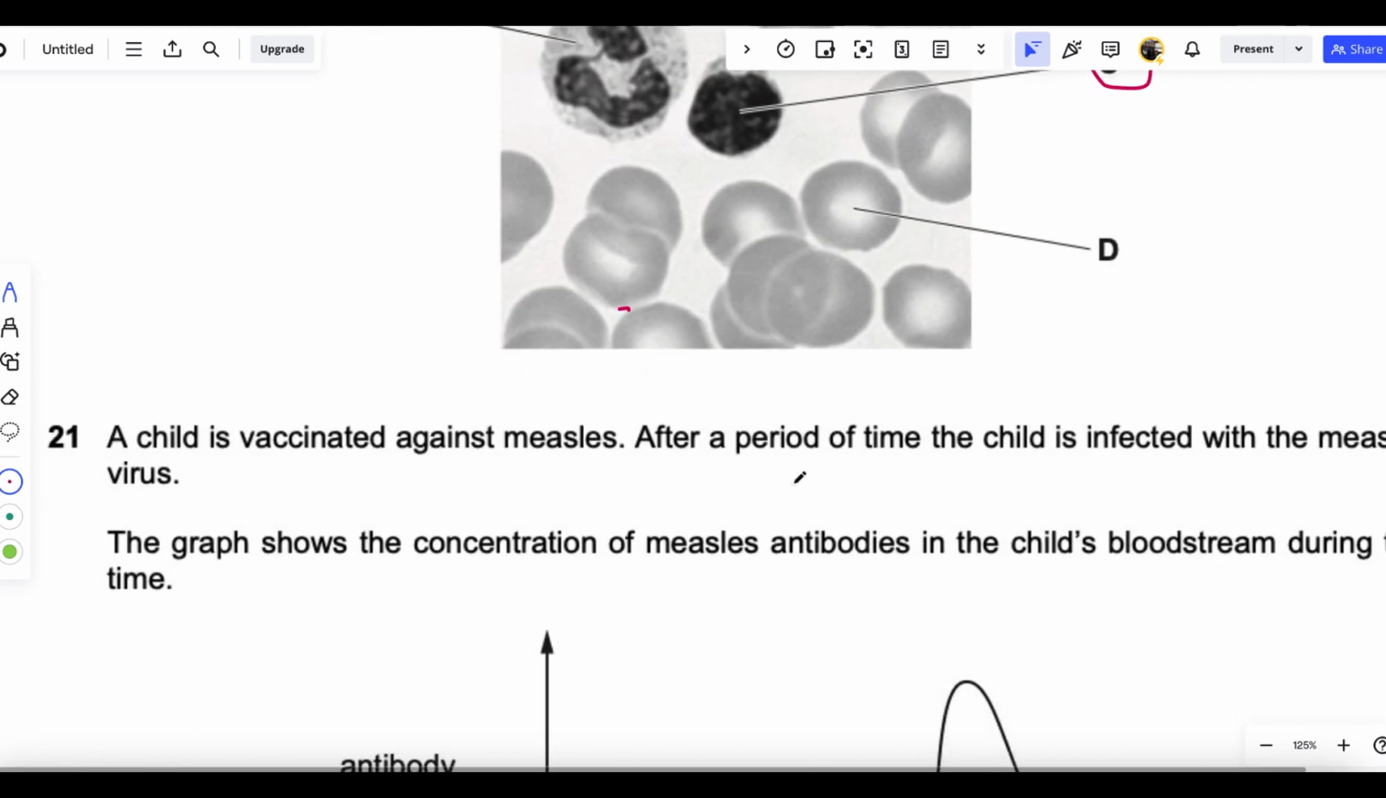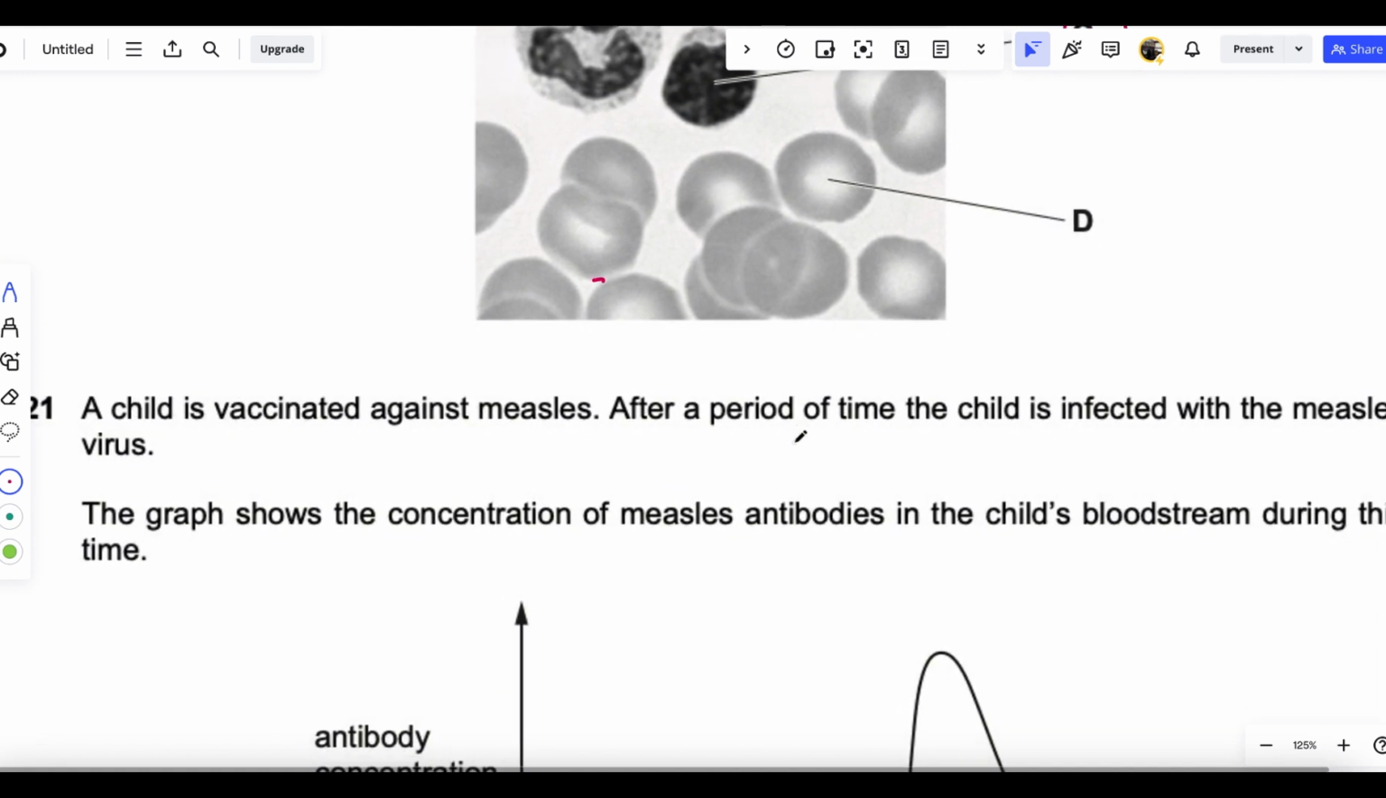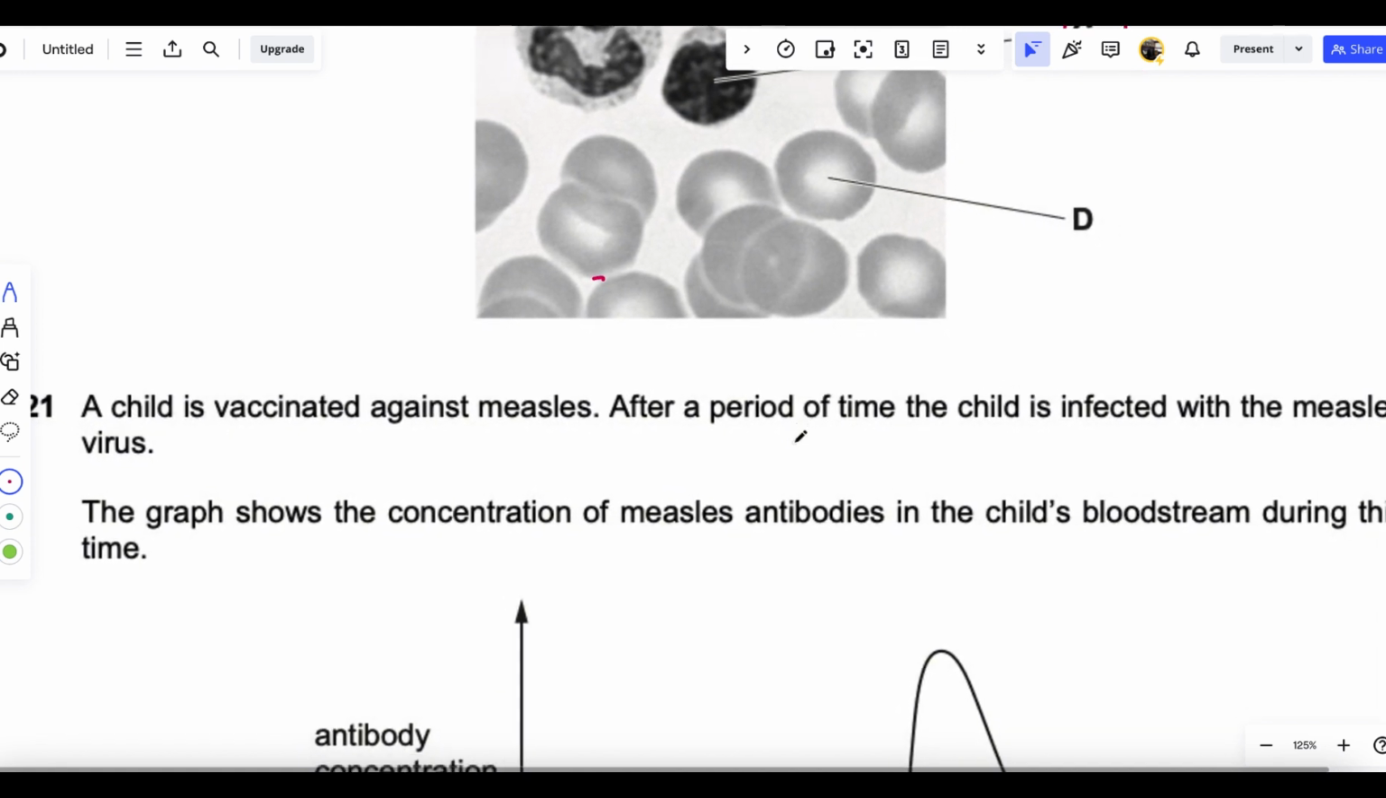Okay, we move to question 21. Question 21, we say a child is vaccinated against measles.